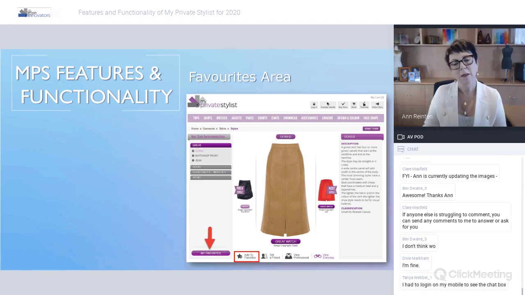All right, there is the My Favorites area, and that is down here. So if a client was using this program, they can add to favorites by simply waiting till the garment is in the middle and then clicking Add to Favorites. Now, of course, you can do this as well, and it will go into the favorites area.